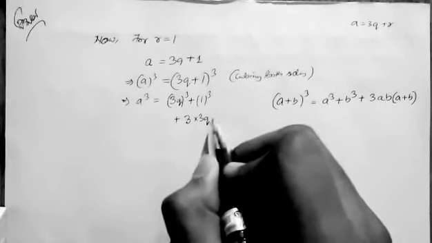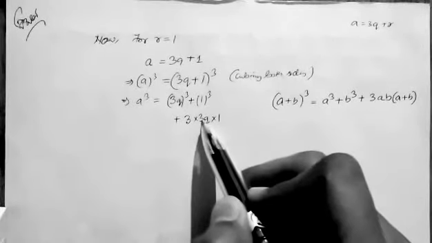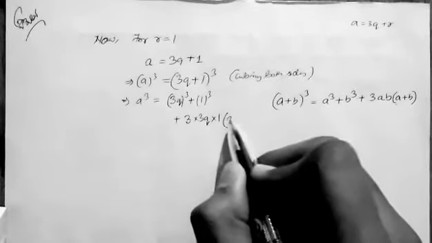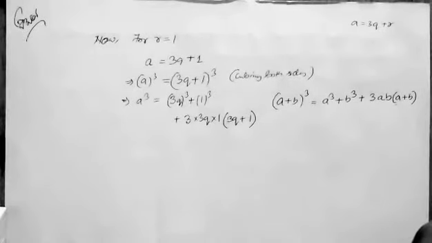So 3q into 1. The a term is 3q, the b term is 1, so it is a into b. Okay, and what is the remainder? Into a plus b. So what was the a term? 3q plus b, that is 1. Okay, so this is the required expression.